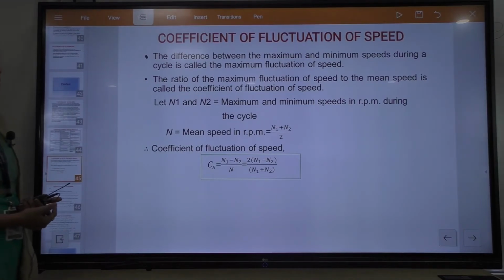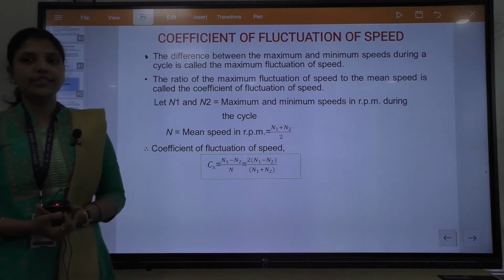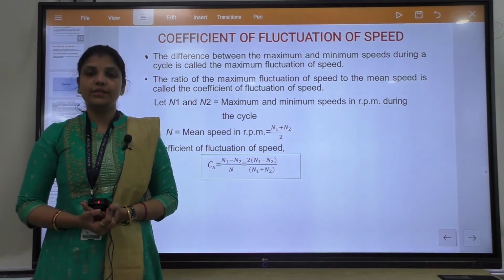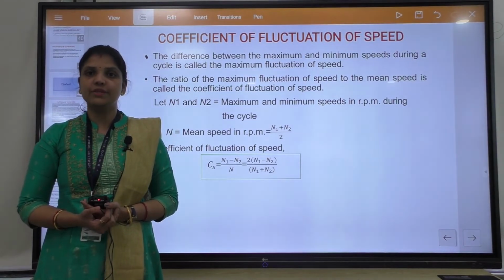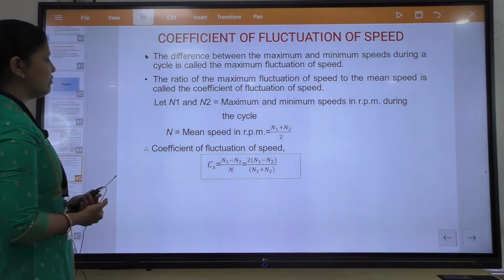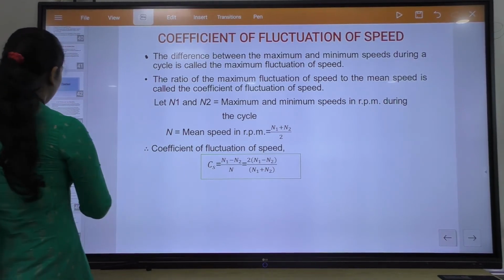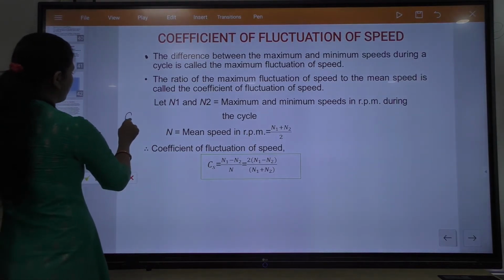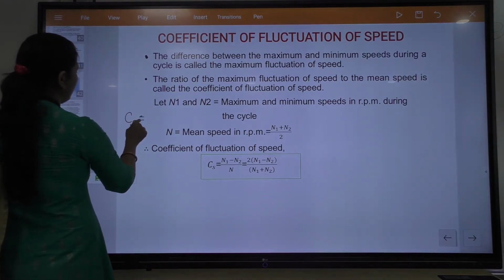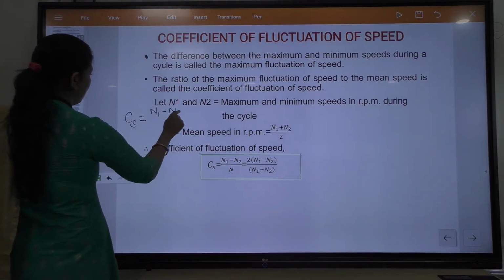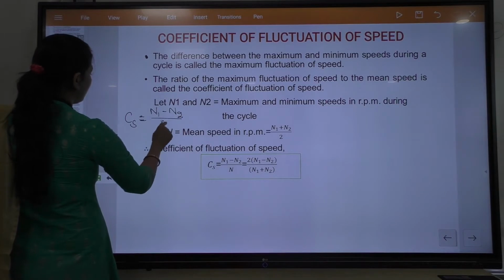Next come to another important concept, that is coefficient of fluctuation of speed. So, coefficient of fluctuation of speed is defined as the ratio of the difference between the maximum and minimum equilibrium speed to the mean speed. So, what is coefficient of fluctuation of speed? The coefficient of fluctuation of speed Cs equals to difference between maximum speed and minimum speed to the mean speed.